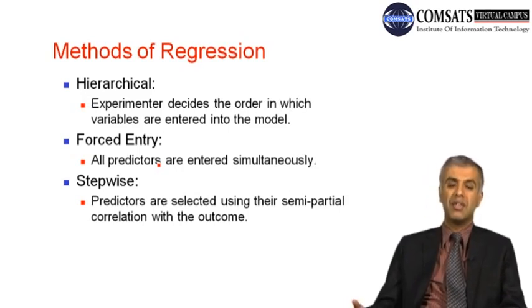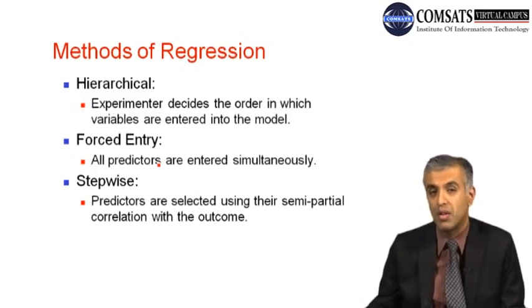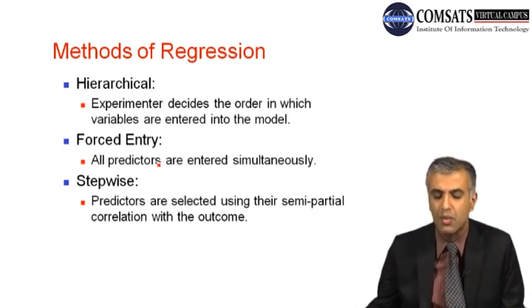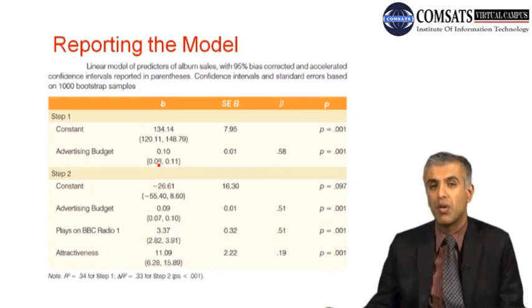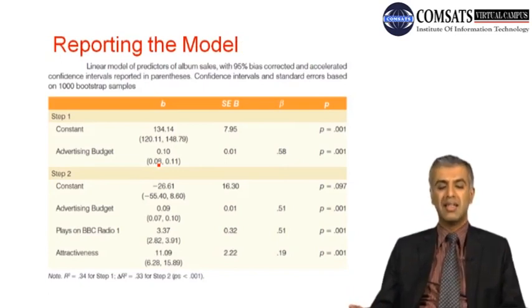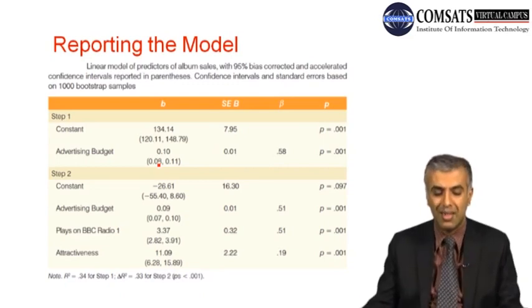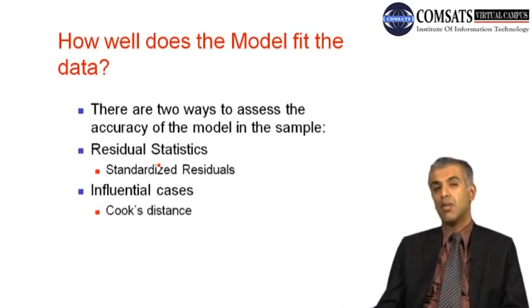In forced entry we have basically all predictors entered simultaneously, and in stepwise we use semi-partial correlation to see which predictor is to be entered first. Then how to report this model, because calculation is easy, but how we will report this model effectively. So we discussed that in detail, and how we have to make relevant columns, and then how to assess such kind of values.